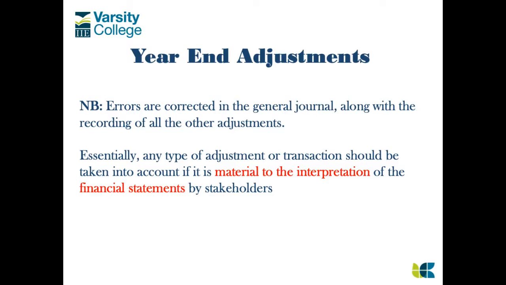Okay? Right. So let's go on. Also, errors would make our books not accurate. So errors are corrected in the general journal, this we know, along with recording all the other adjustments. Remember, we can't record all these adjustments in the other journals. They are recorded in the general journal.